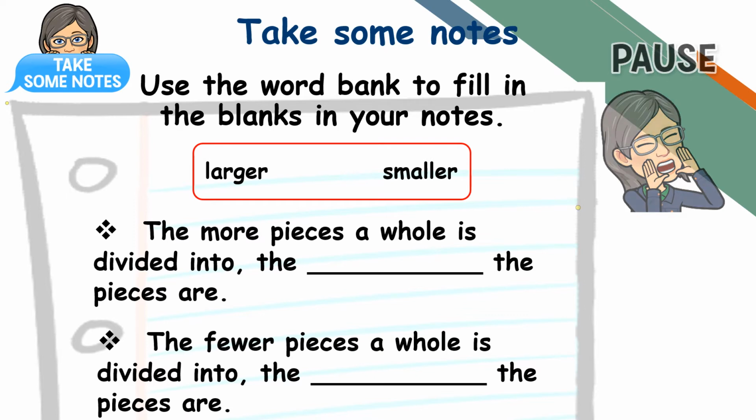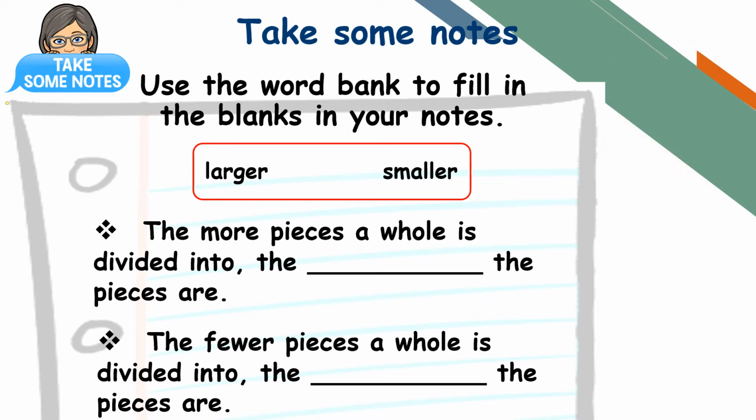Now let's check your answers. The more pieces a whole is divided into, the smaller the pieces are. The fewer pieces a whole is divided into, the larger the pieces are.